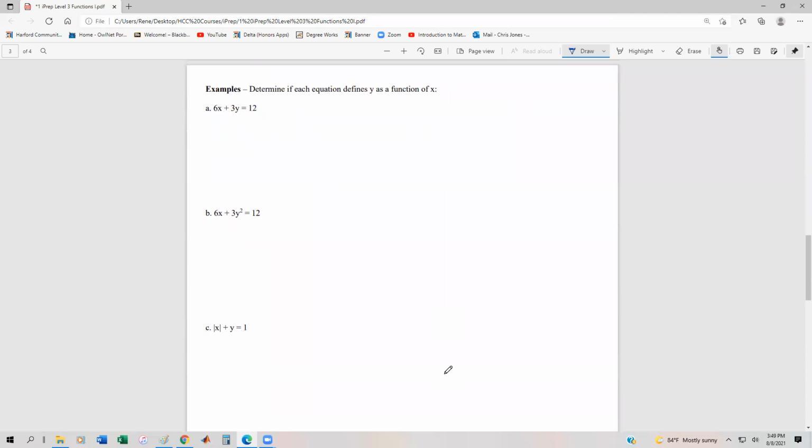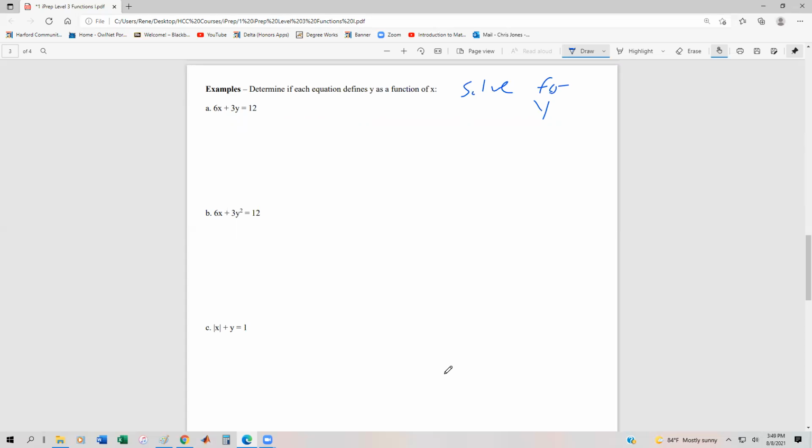If you're given an equation and you want to determine if that equation of x and y is going to say that y is a function of x, the easiest way to determine this is to solve this for y and see if every number that you plug in is going to give you that one-to-one sort of relationship. So one input gives you one output.